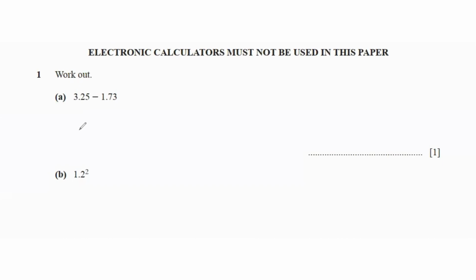The first question says work out 3.25 minus 1.73. So what we're going to do is find the difference. 5 minus 3 is 2. Carry 1, 12 minus 7 is 5. 3 becomes a 2, so 2 minus 1 is 1. So the answer is 1.52.